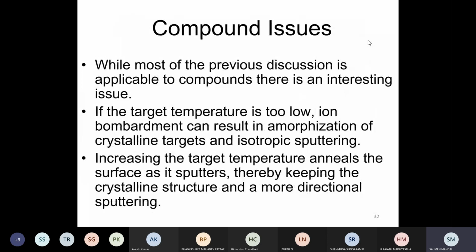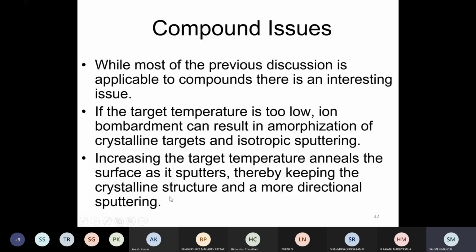So target temperature ion bombardment can result in amorphization of the crystalline target and isotropic sputtering. So target temperature also has a role. If we keep the target at low temperature, isotropic scattering means the atom can move in any direction, and that's why we call it amorphization of the crystalline target. But if we increase the target temperature, it will anneal the surface as it sputters, thereby keeping the crystalline structure and a more directional sputtering.